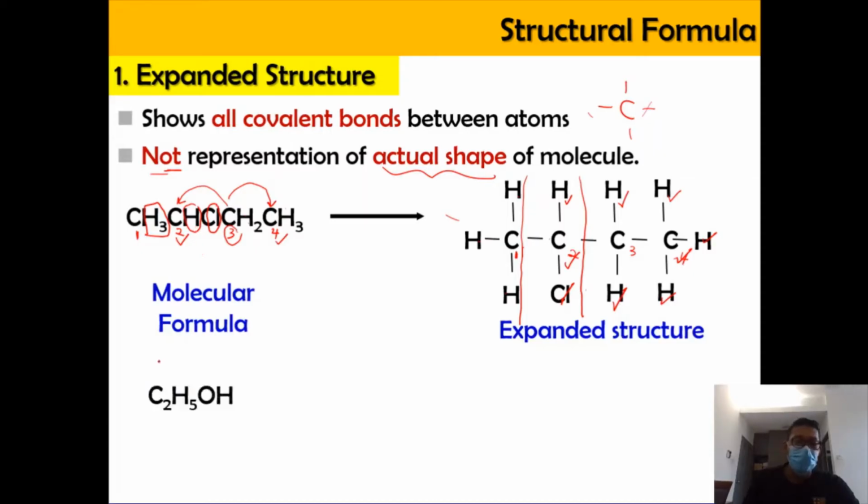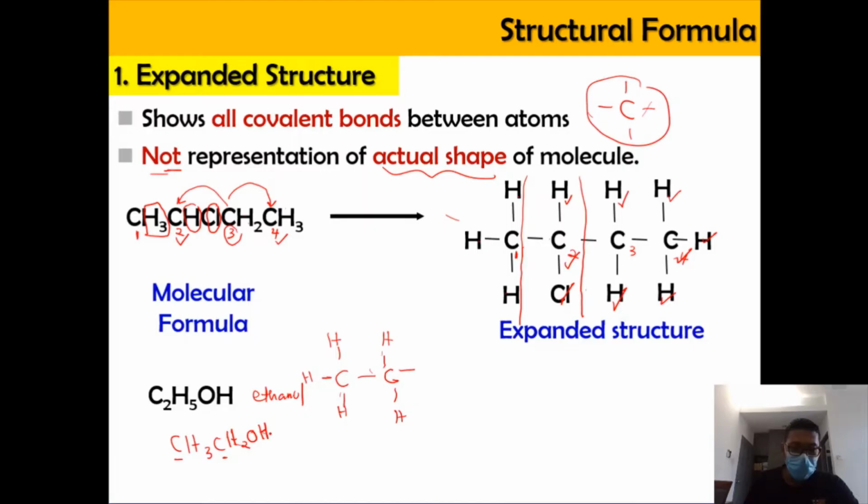Now let's say you are given another molecular formula, which is C2H5OH. You can also write it as CH3CH2OH. This is an alcohol, known as ethanol, because it has 2 carbons. So you draw the expanded structure like this: 2 carbons, 1 and 2, and you draw 4 bonds on each carbon. Carbon number 1 is attached to 3 hydrogens. Carbon number 2 has 2 hydrogens, and then OH here, so O dash H.